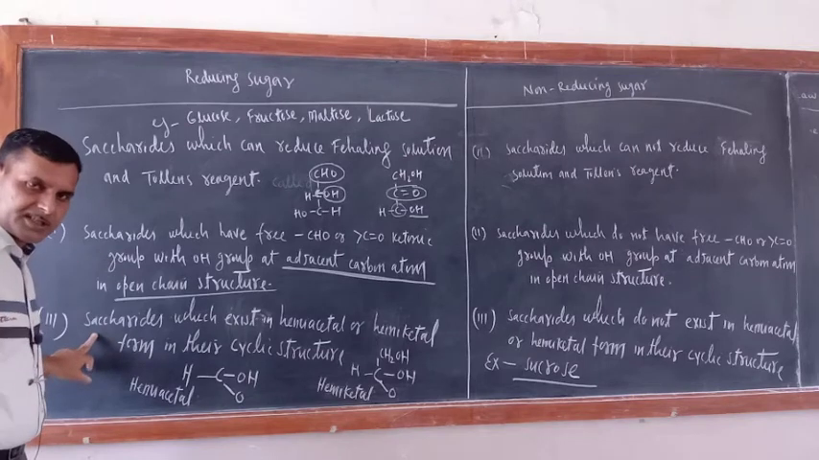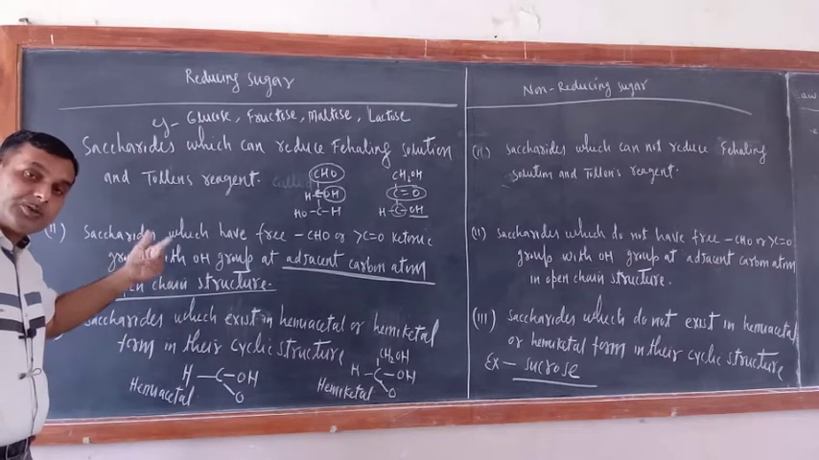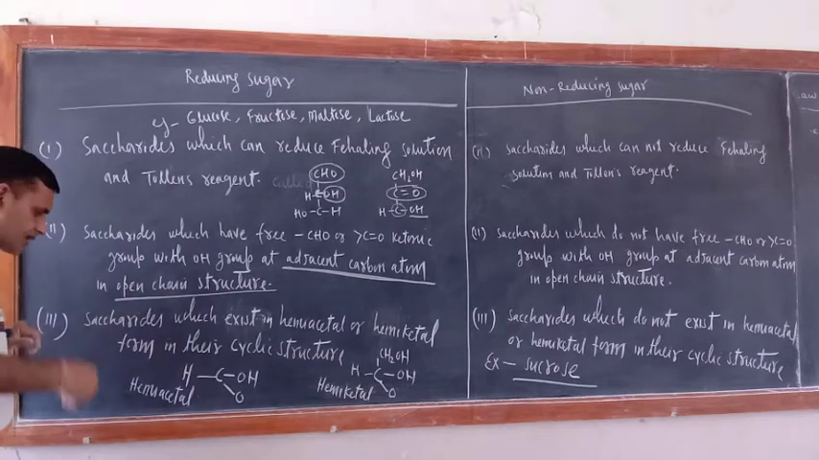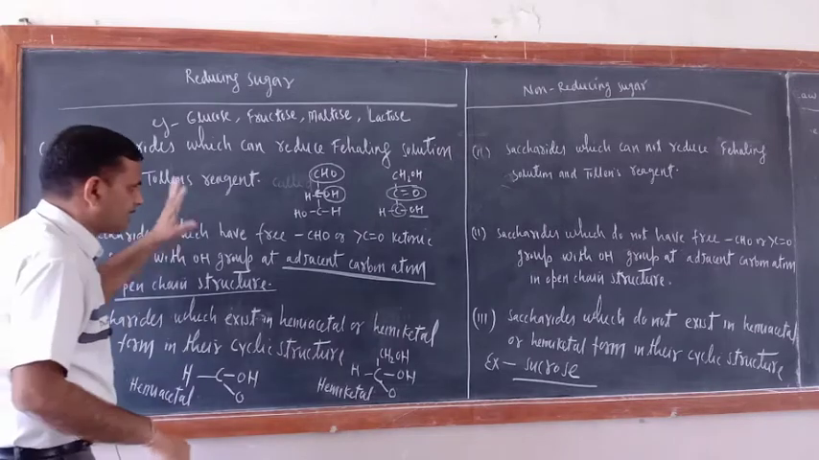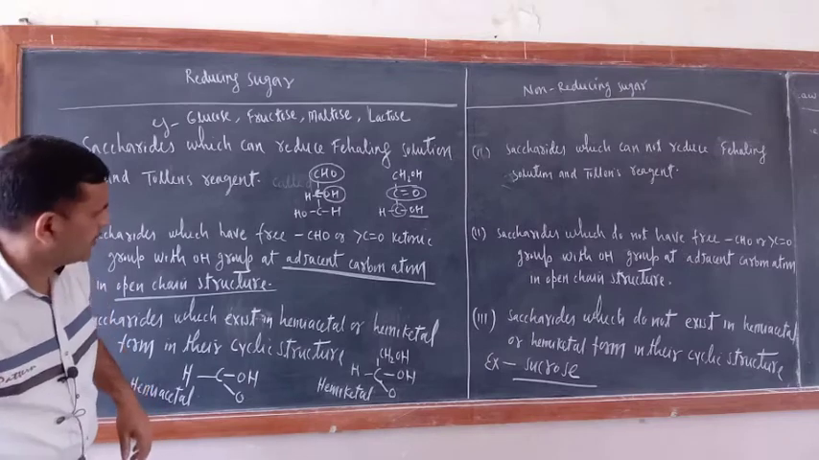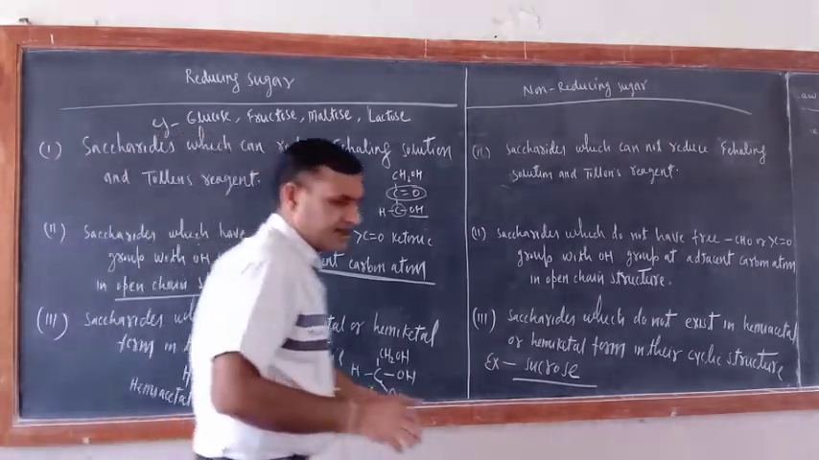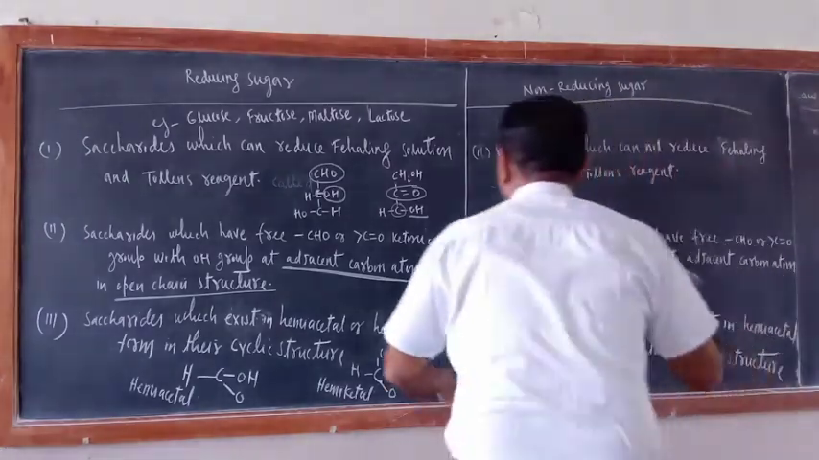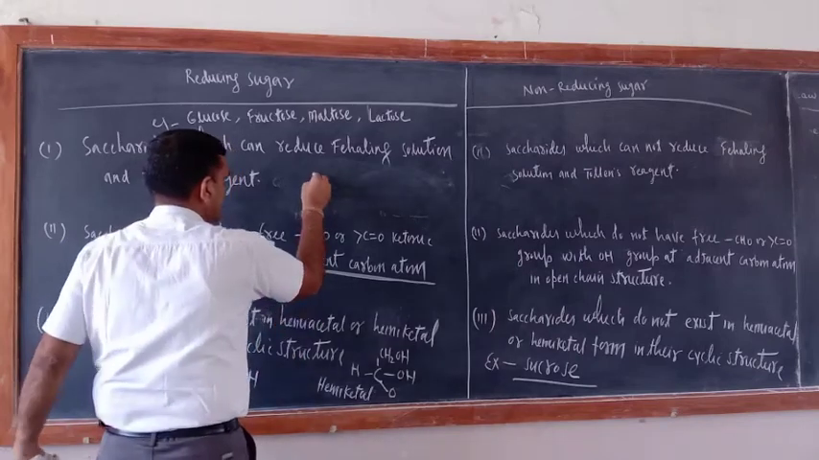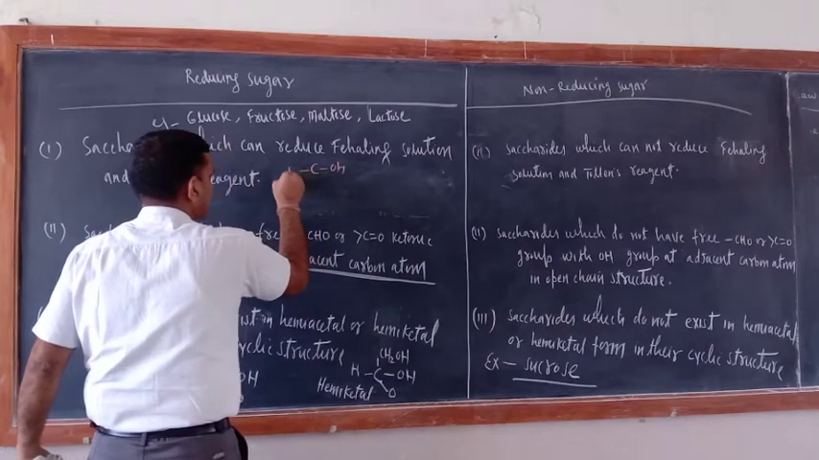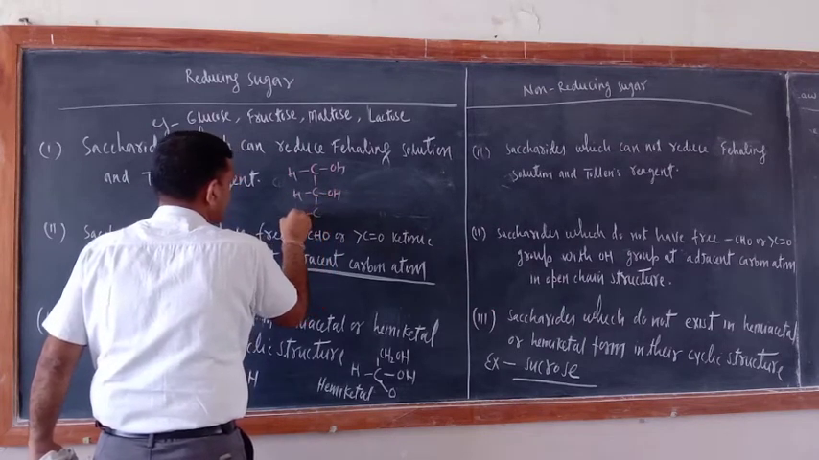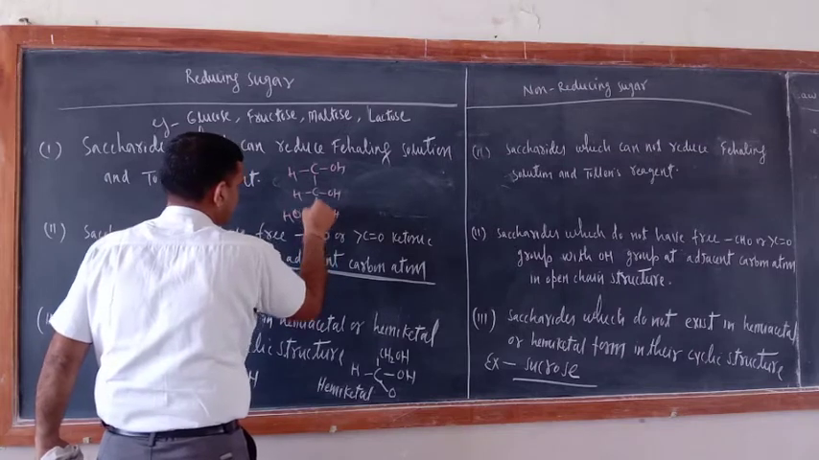Now in the cyclic structure, they should form the hemi-acetal form or hemi-ketal form. Just see, try to understand how you form the cyclic structure of glucose and fructose. In short, I will make only the cyclic structure of glucose here. Just see. This is C. Here OH will be there. Here H. Here H and OH. This is C. This is OH and this is H. Like that you can make.